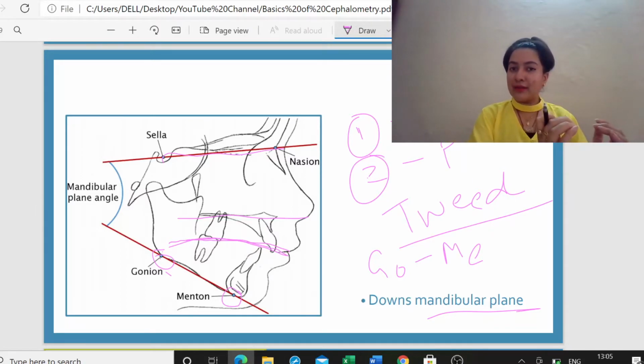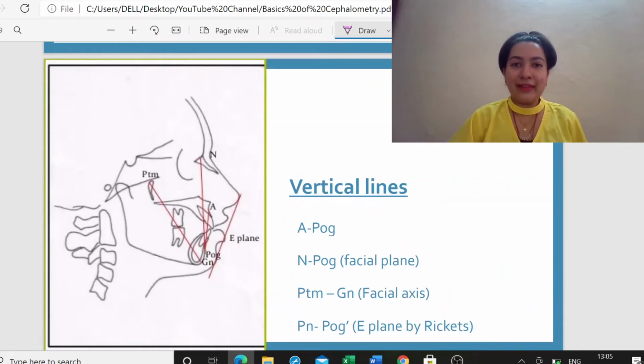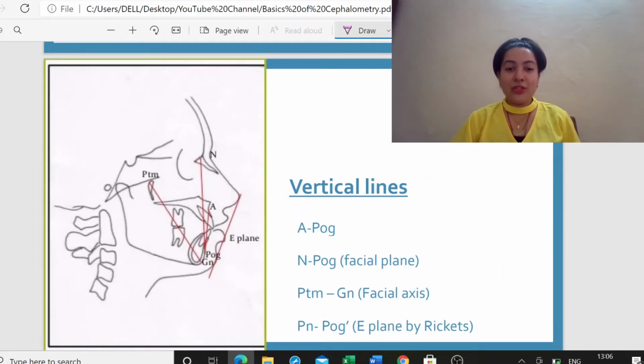First thing is your landmarks. Landmarks join together to make a plane. And when planes intersect each other, we get angles. We'll come back to that later. First, let us see vertical lines which are there. Okay, so if the lines are horizontal, we have seen. Now if the lines are vertical, let us see which landmarks are getting used.